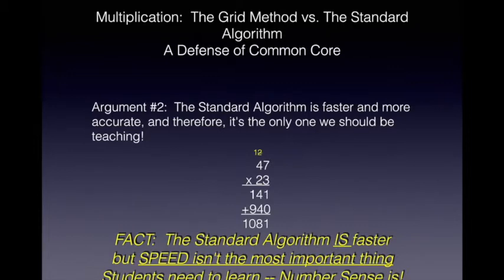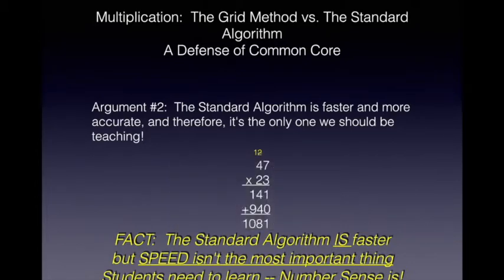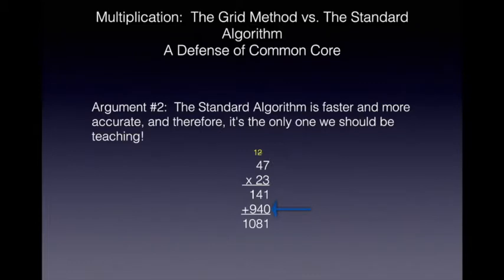If we really wanted to teach students the fastest way to multiply numbers, let me show you what that is. The fastest and most accurate algorithm is pull up a calculator and multiply 47 times 23 using a computer. It's going to be thousands of times faster than any human being and also more accurate. Now, the reason we use the grid method is because the standard algorithm has some problems.